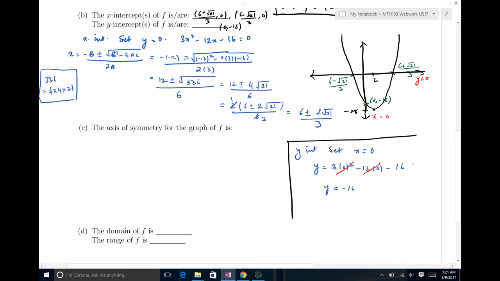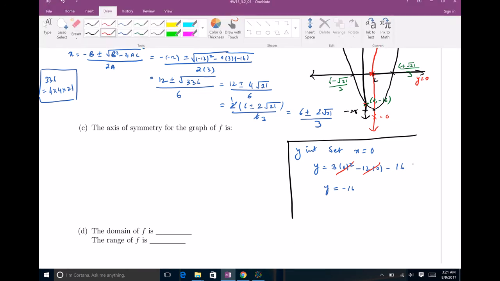Now for part C, the axis of symmetry for the parabola is the line that cuts through the parabola exactly in the middle, and that's going to be whatever is the, you look at the coordinates of the vertex and there x is equal to 2, so the line that's parallel to the y-axis, x equals 2, is the axis of symmetry that you're looking for.